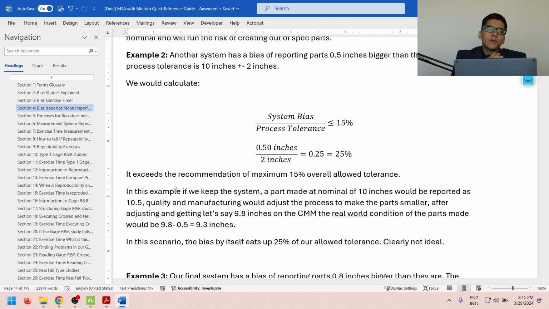Now, you might say, well, but the parts are still within spec, right? Remember, this is just a variation that my measurement system is introducing into the system. We are never taking into account in this calculation the part-to-part normal variation. No machine is perfect. So machines, when they're manufacturing, are going to make parts that are a little bit bigger, parts that are going to be a little bit smaller. So that is normal. There's always going to be some uncertainty when manufacturing. But we want our measurement results to be accurate to real-world conditions.